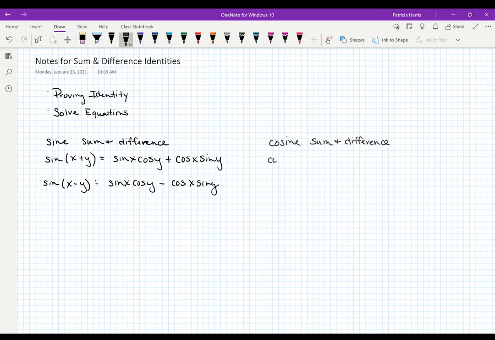All right, so if we have cosine of x plus y, the right side will look like cosine x, cosine y. Then the sign in the middle will change to the opposite, and then sine goes next. Opposite.